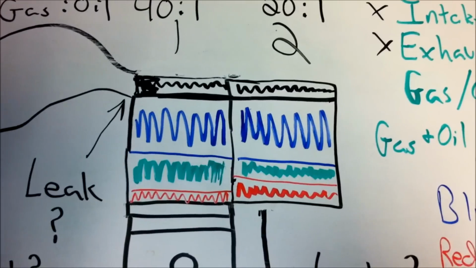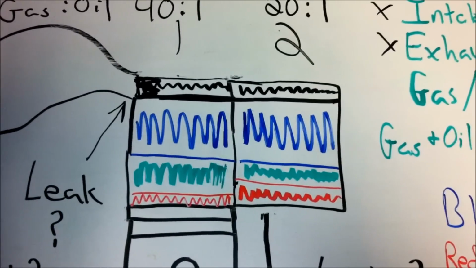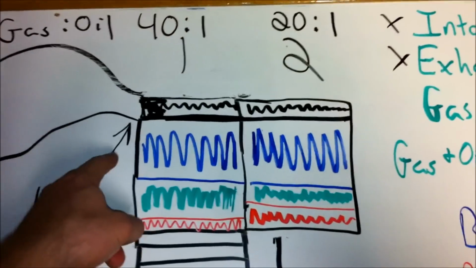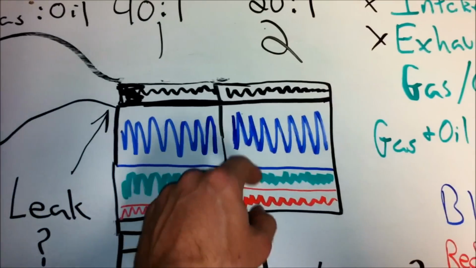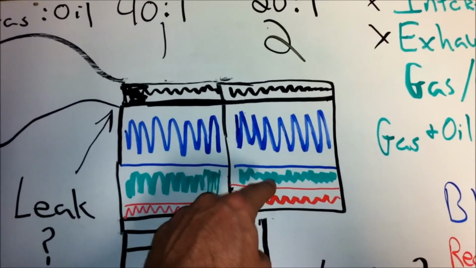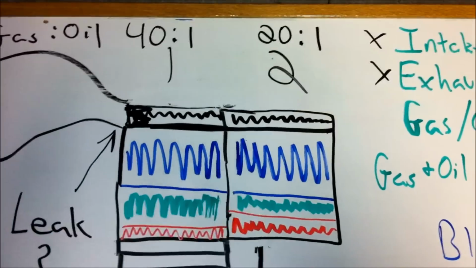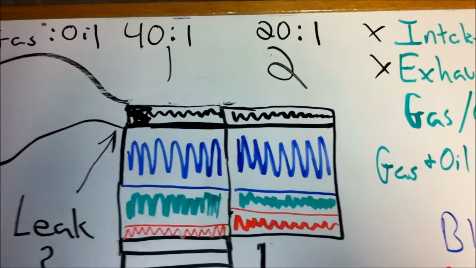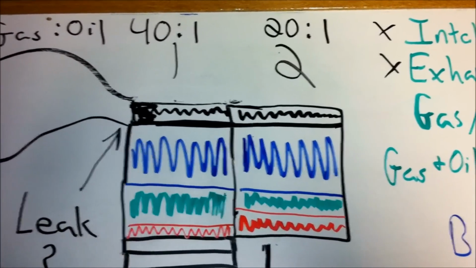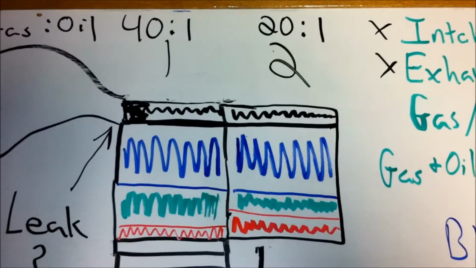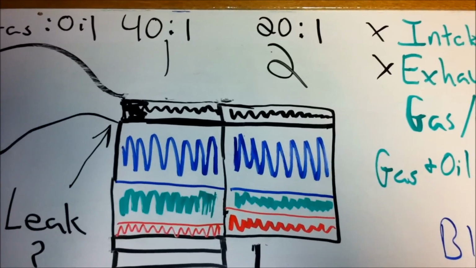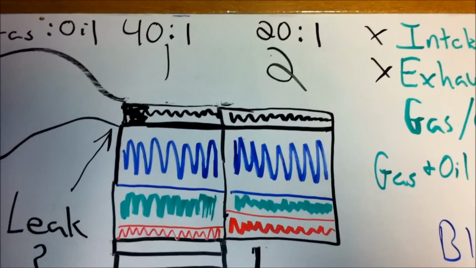Because look at your air and look at your fuel. You have a lot of air with a medium amount of fuel, and you have a lot of air with a small amount of fuel. You're going to have twice as much oil running through your jet with a 20:1 than you are with a 40:1. So when you run more oil and you don't take that into account with your jetting, you're actually hurting your engine.